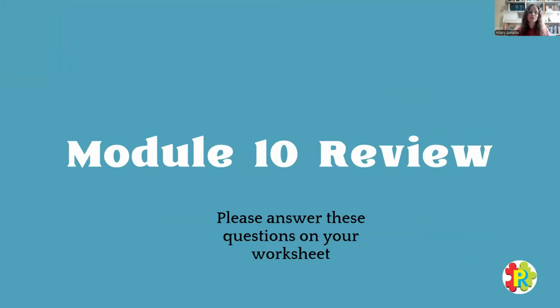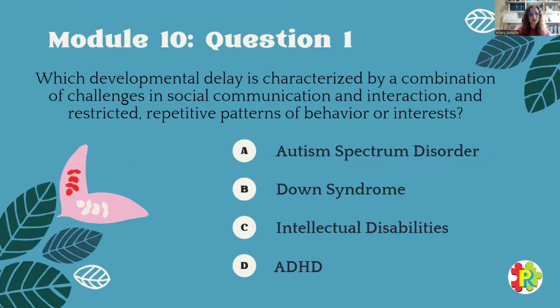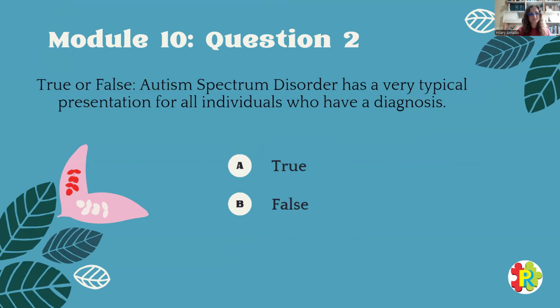All right, we have reached the Module 10 review. Please answer the following questions on your worksheet. Module 10, question 1. Which developmental delay is characterized by a combination of challenges in social communication and interaction and restricted repetitive patterns of behavior or interests? Question 2. True or false? Autism spectrum disorder has a very typical presentation for all individuals who have a diagnosis.